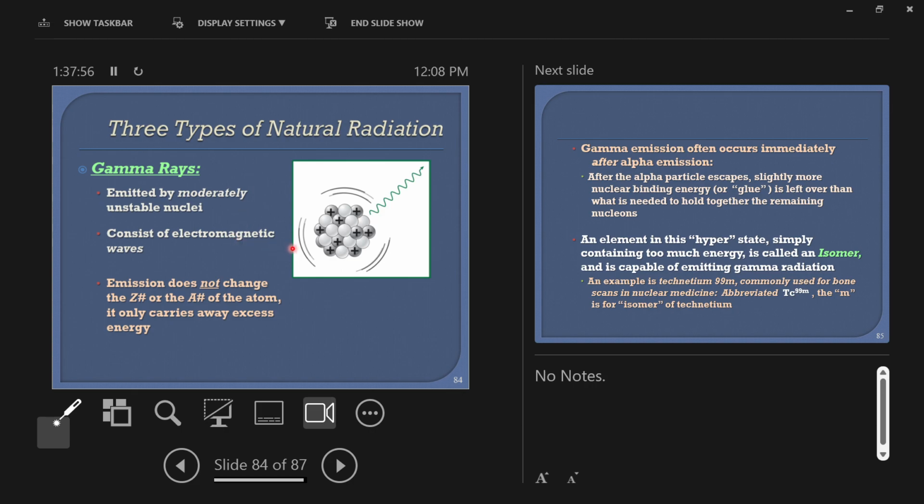This emission lets the nucleus lose a little energy, getting more stable, but interestingly doesn't change the atomic number and doesn't change the atomic mass, because we haven't lost any mass, right? We didn't gain or lose a proton, so our atomic number can't change. We didn't gain or lose any mass because we emitted a massless particle. So we just lost energy. So, moderately unstable nuclei.